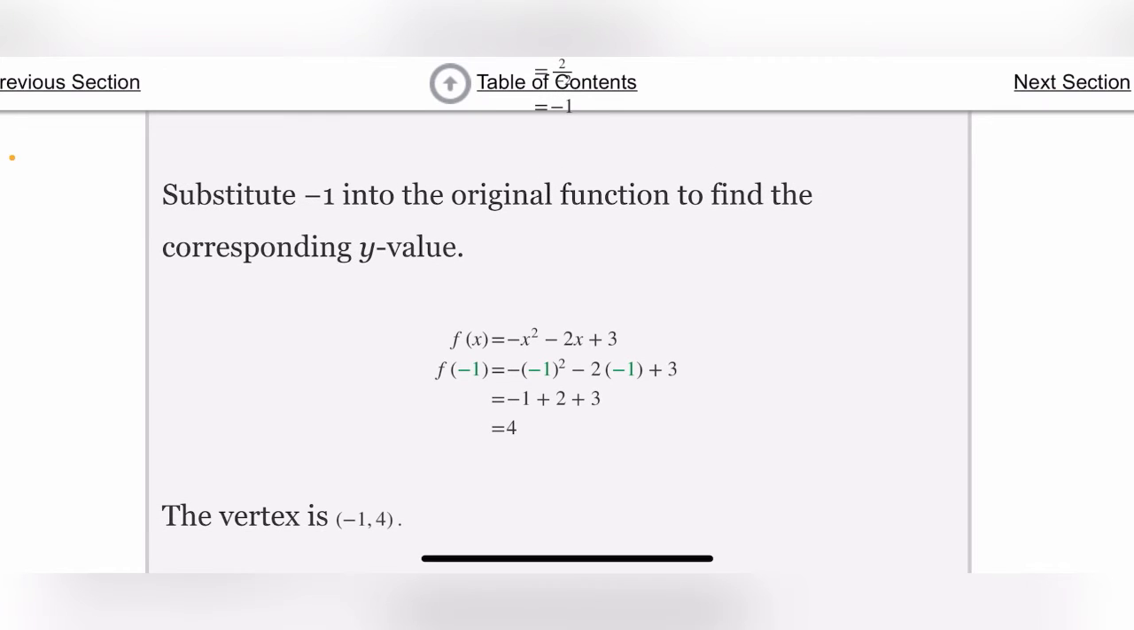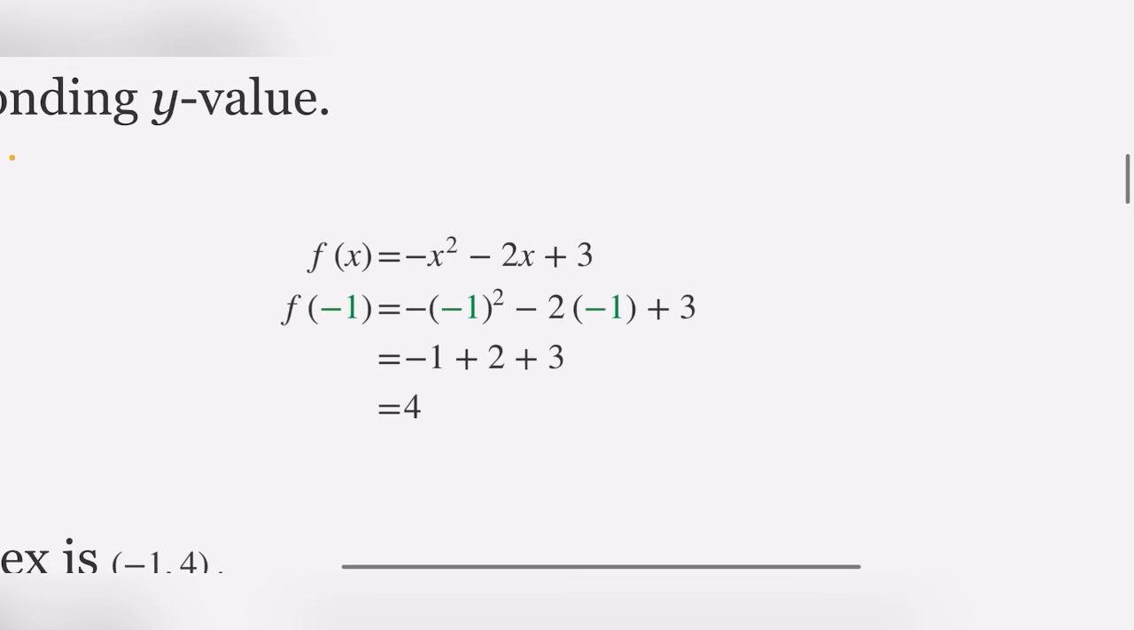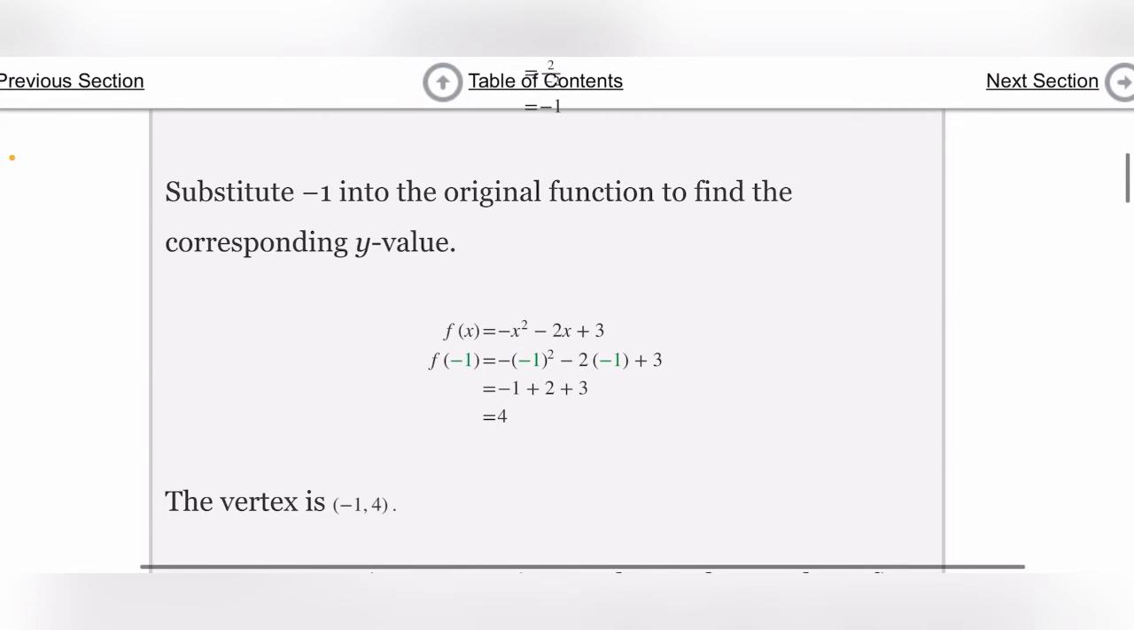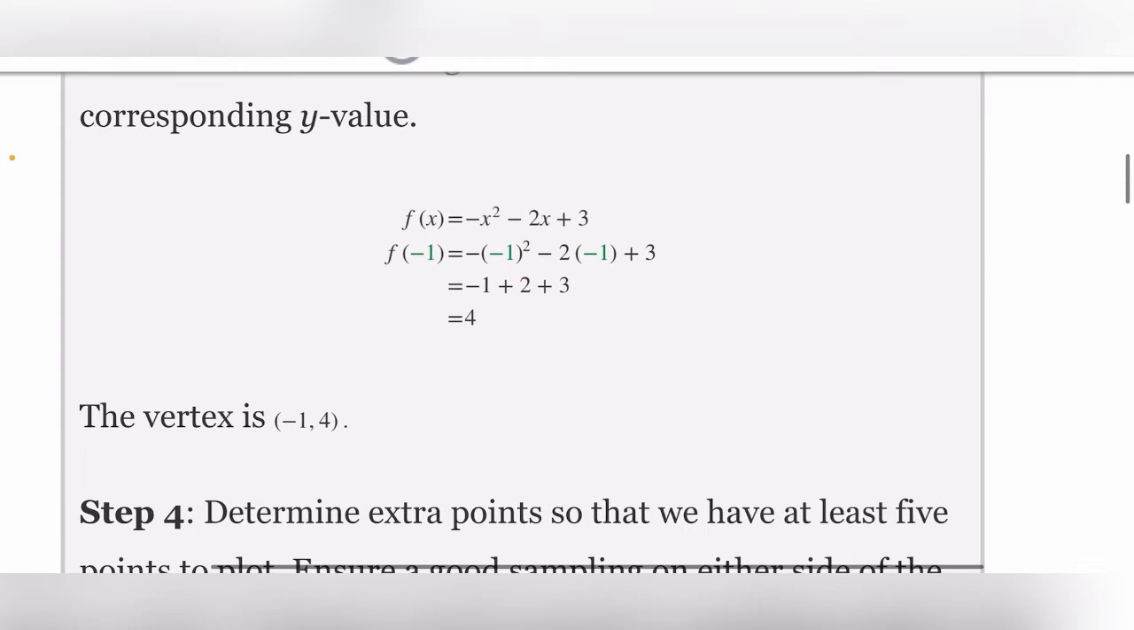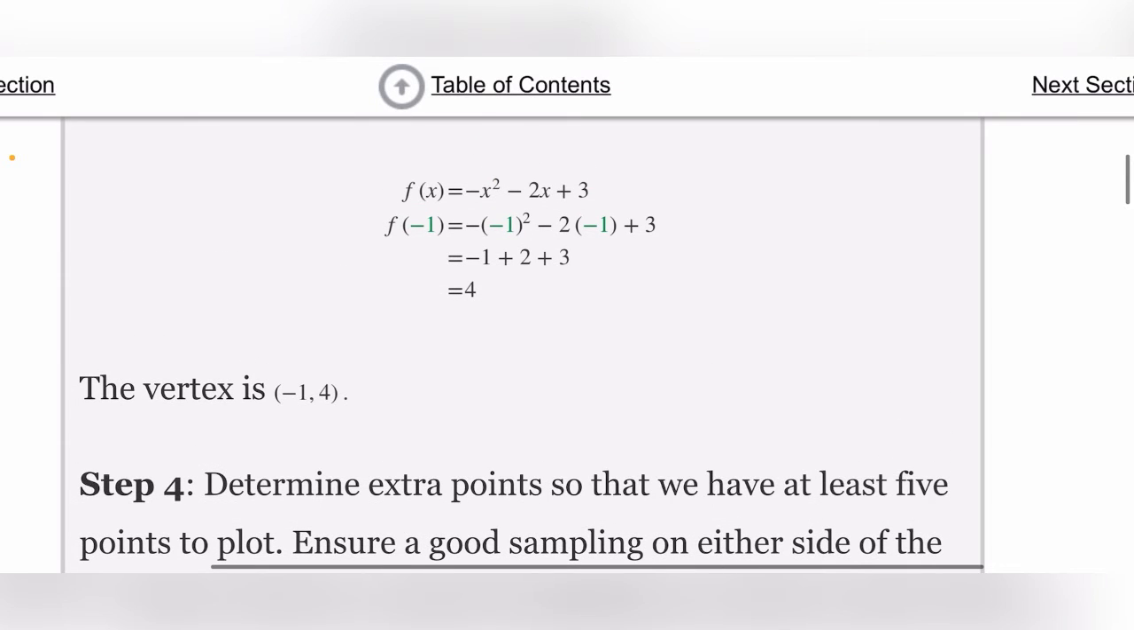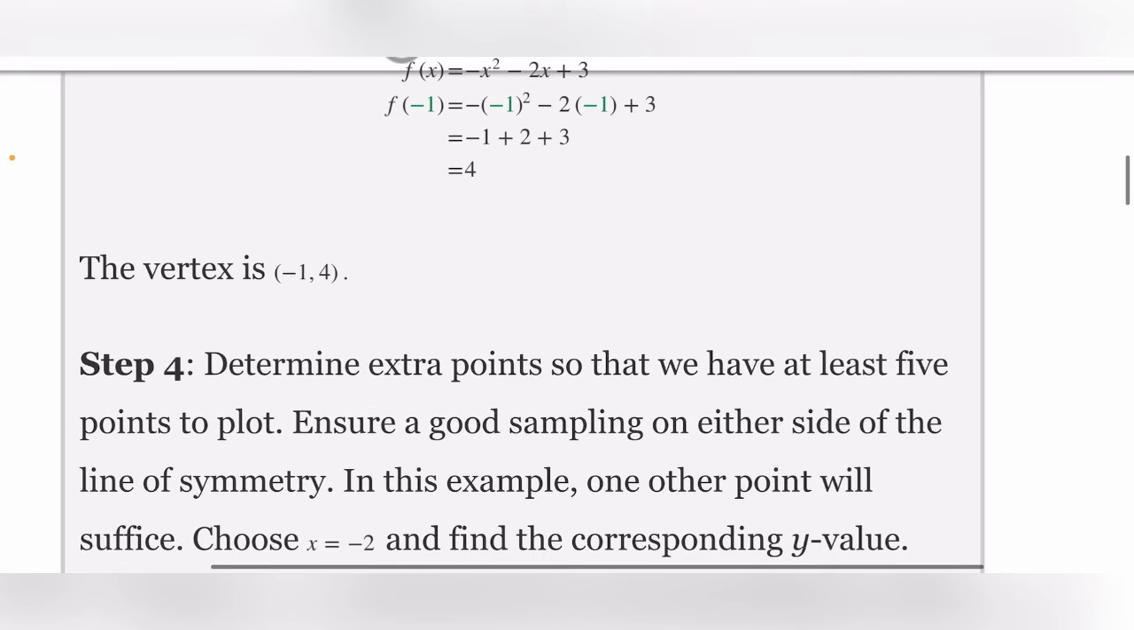Then substituting begins. Substitute negative 1 into the original function to find the corresponding y value. So f of negative 1 will be equal to 4. So, after finding x and substituting its value into the function, what did we find? We found the vertex, at the coordinates (-1, 4).